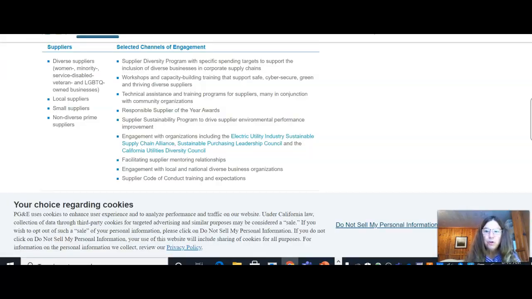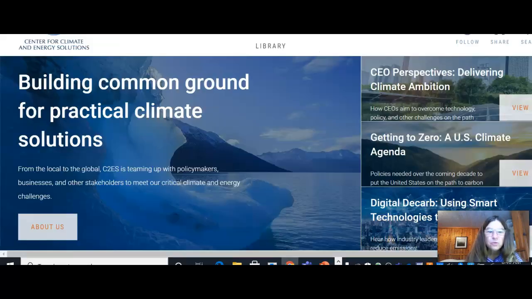And when I followed through their pages here, I came down and said engagement with organizations including, and then I saw that they engaged with the Center for Climate and Energy Solutions. They work together. And so that was an example of an indirect relationship with another group, an indirect lobbying technique. And so this information I've checked out in advance before I started writing anything.